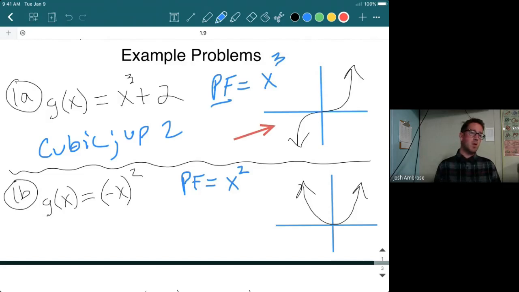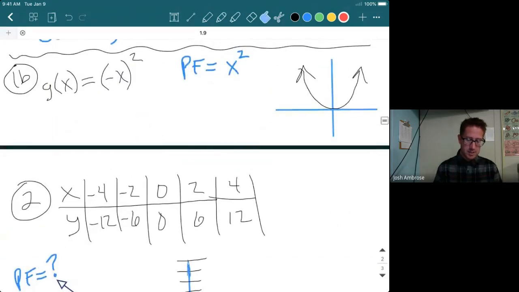Let's take a look at 1B. For 1B, the equation given is g(x) = (-x)^2, in parentheses, a negative x to the power of 2, or squared. So step 1, we have to figure out what the parent function is. The parent function is just the generic x squared. And what does it look like? The parent function looks like that. That's a parabola. That's a parabola that opens up.